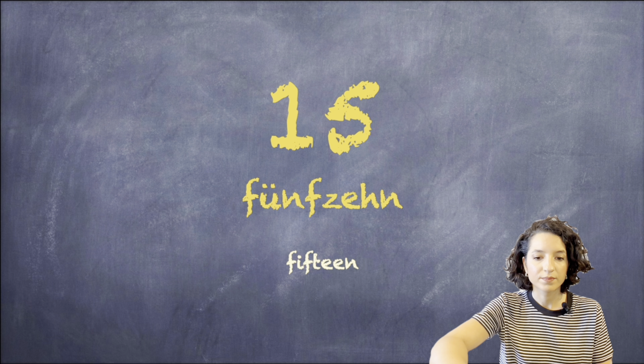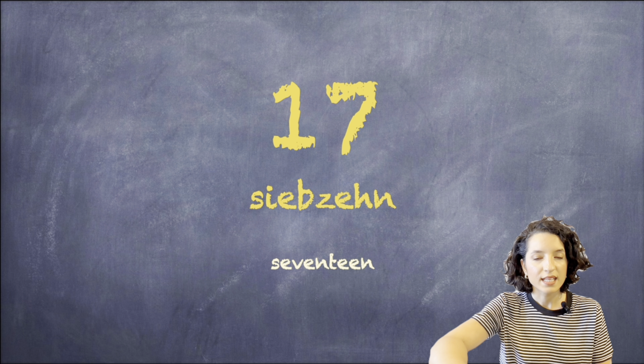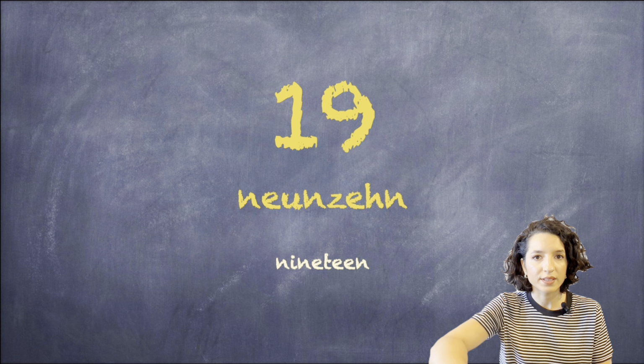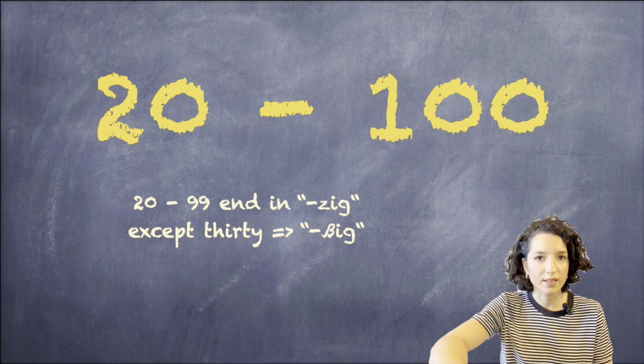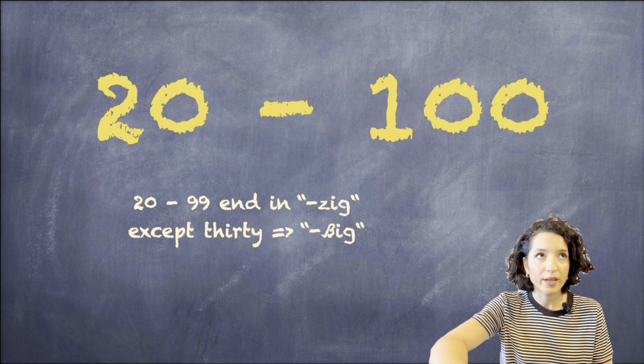14, 15, 16, 17, 18, 19, and 20 is 20. Between 20 and 99, we will put at the end -zig. Exception is 30, where we are adding -ßig, not -zig.